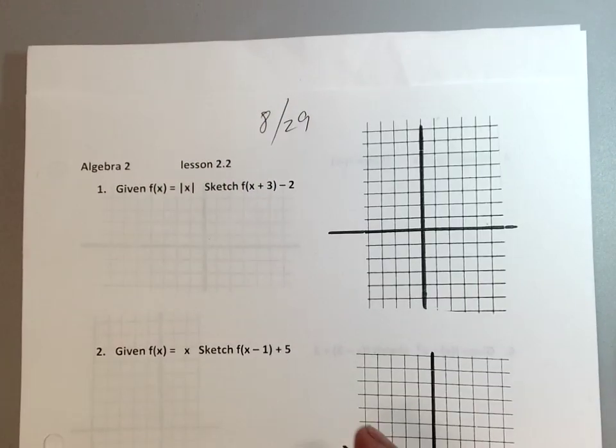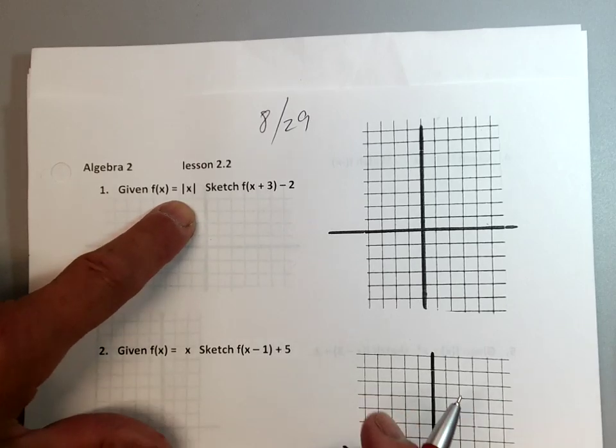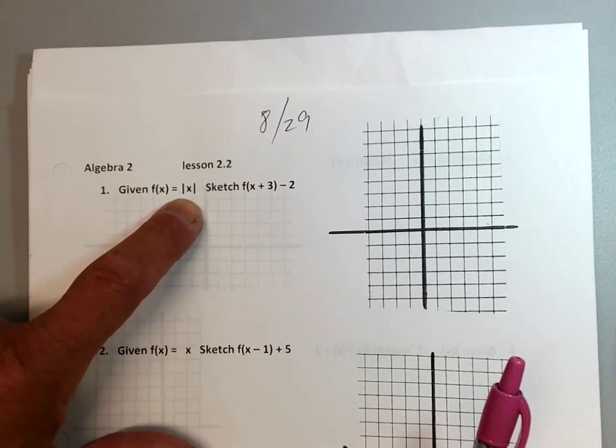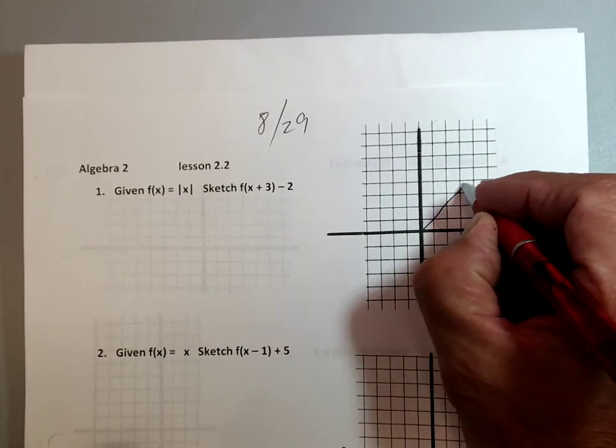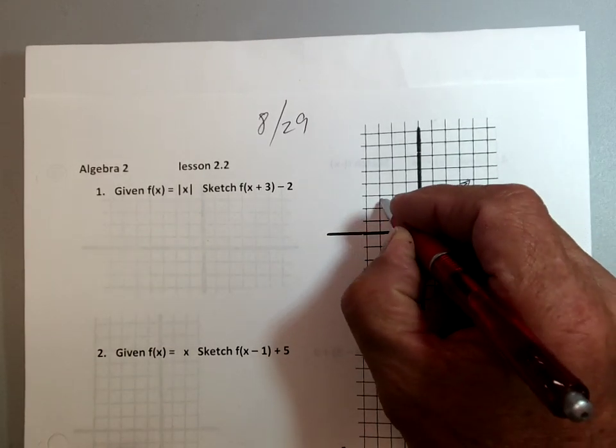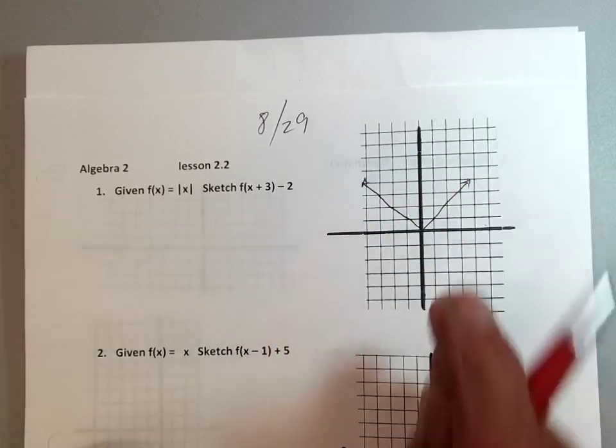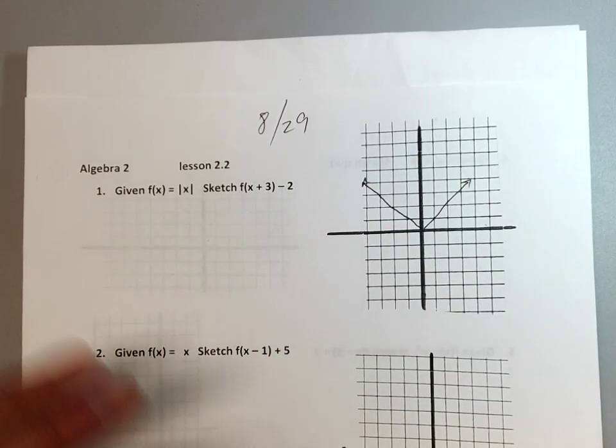8/29. Okay, so remember what this graph looks like? And I'm going to use two different colors, okay? So this is my regular V. My absolute value graph looks like that. Correct. There's my absolute value, right? And then what I'm going to do is I'm going to move it.